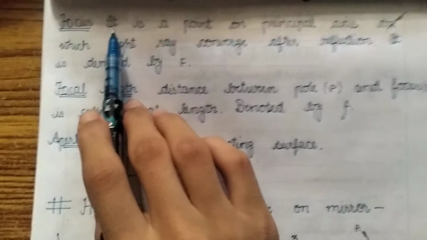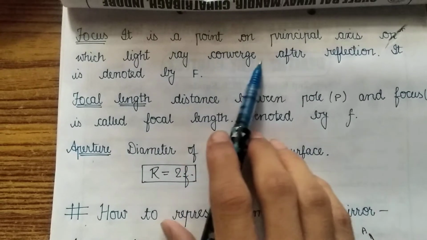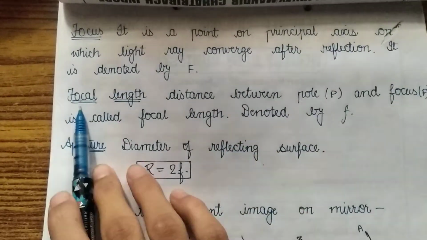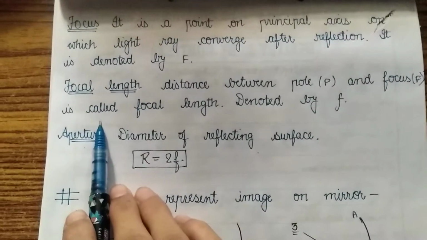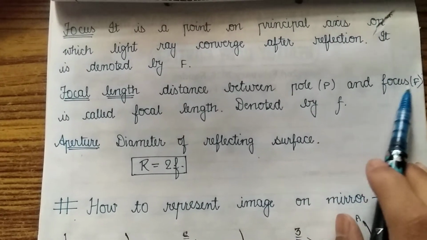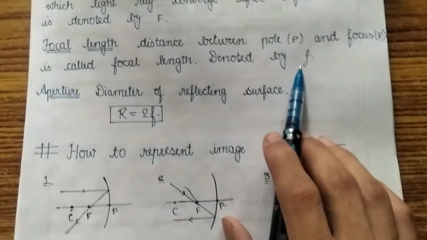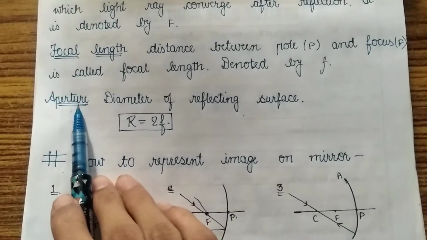Next is the focus. The focus is a point on the principal axis at which the light rays converge after reflection, and it is denoted by F. Focal length: the distance between the pole, capital P, and the focus, F, is called the focal length and it is denoted by small f.